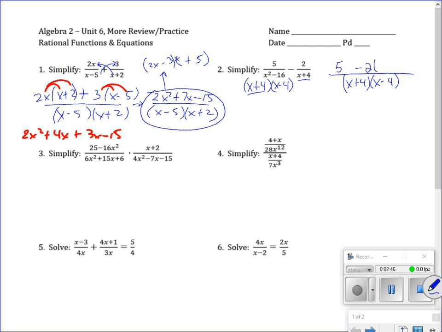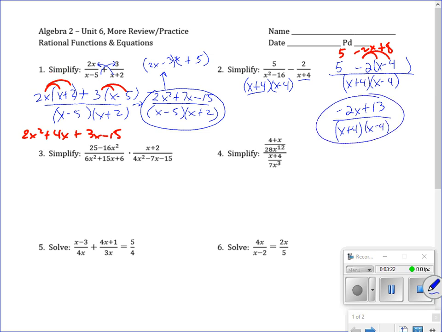The minus 2 needs to get x minus 4. Like before, I'm going to work this out. I got 5 minus 2x, and then here it turns into a plus 8. So just be careful with those double negatives. My final answer would be negative 2x plus 13 over x plus 4 and x minus 4. All right, and that can be finished. 2x plus 13 doesn't factor, and you can put 13 minus 2x if you really want to also.